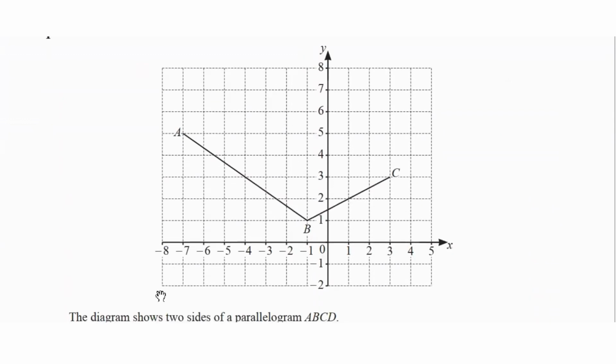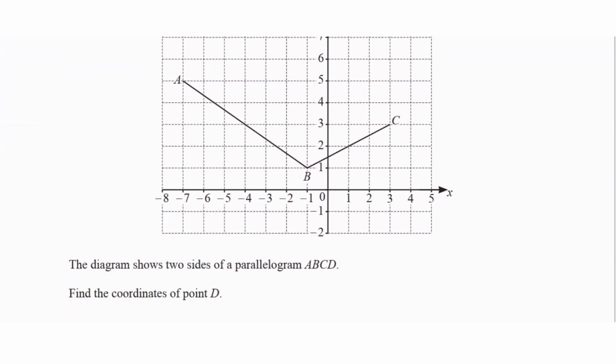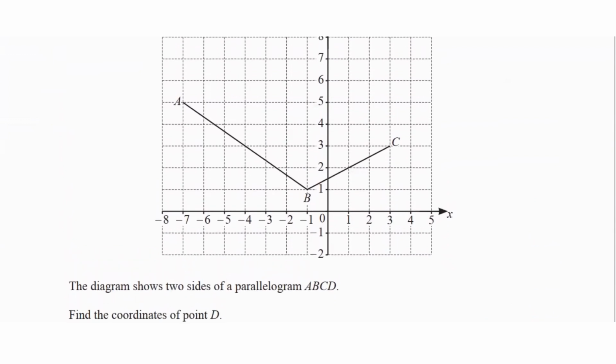And the first question says a diagram shows two sides of parallelogram ABCD. Find the coordinates of D. So to find the coordinates of D, let's start walking horizontally from point B towards C. So that's 1, 2, 3, 4. And then vertically, it's going to be 1, 2. So 4 units over here and 2 units over here. I'm going to repeat the same pattern from point A. So that's 1, 2, 3, 4, 1, 2.